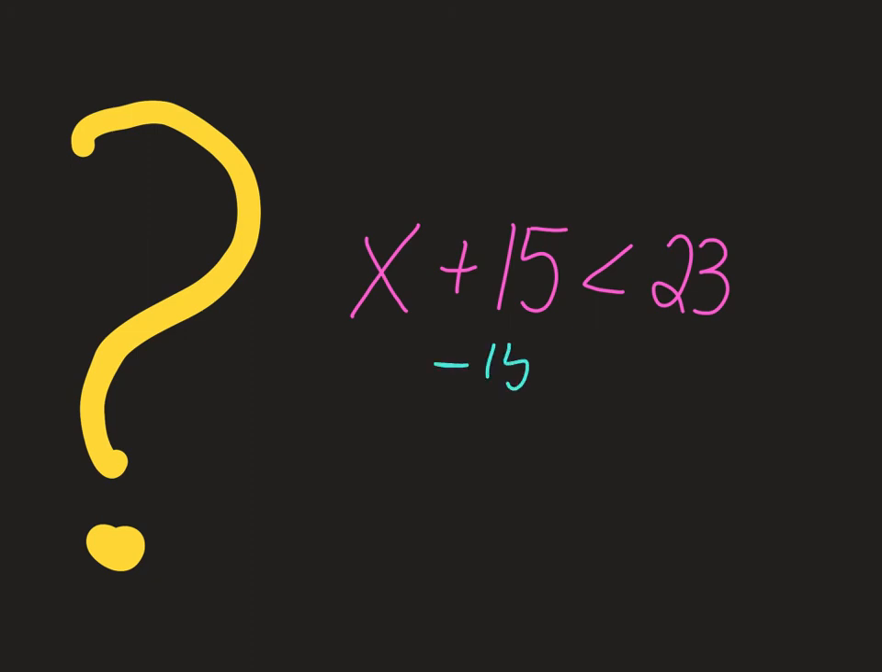Well, I'm going to subtract 15 from both sides. Cross out, what's my answer? X's are less than 8. If you typed in x less than 8, you're correct.